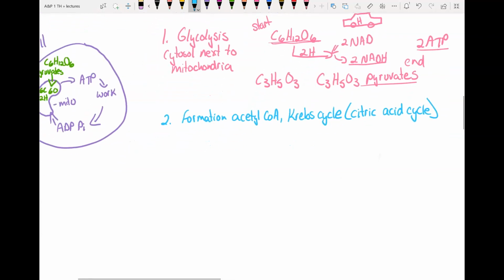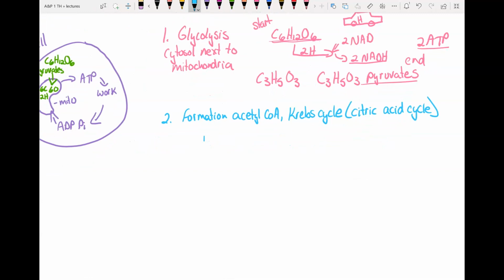In this stage, the pyruvates enter the mitochondria. And you're going to finish breaking them down and extracting the hydrogen. Remember, the hydrogen is what you want. That's your charger.